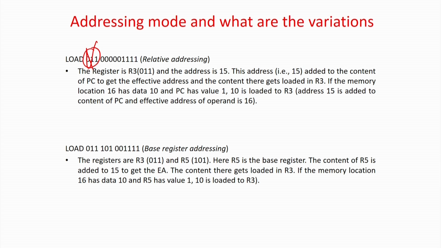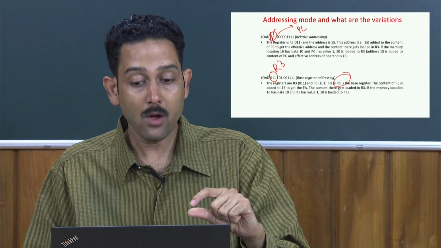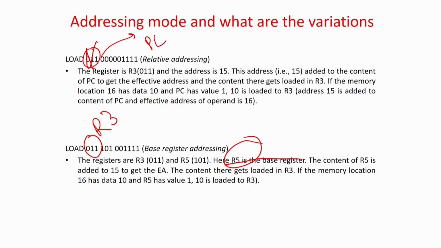Now, in this example we are not considering that it is directly loading to the accumulator, we are considering that the destination is register R3. So, if you look at it, it is a base register addressing. In the last case we did not mention anything, the default was the PC. But in this case, instead of using the PC, I am using a very special register, and they are assuming that R5 is a base register. So, that content will be added to 15 and you will get the effective address of the memory location where the operand is present. The content of R5 is added to 15 to get the effective address and the content is loaded into R3.